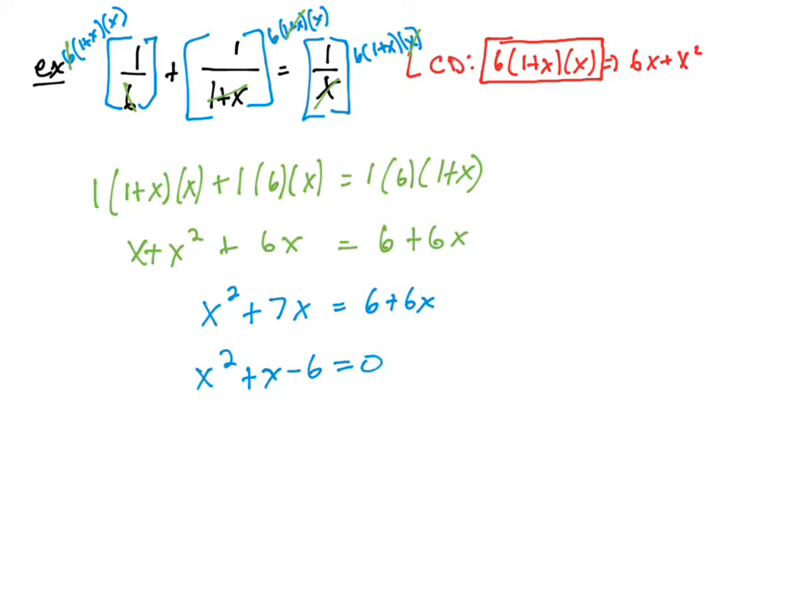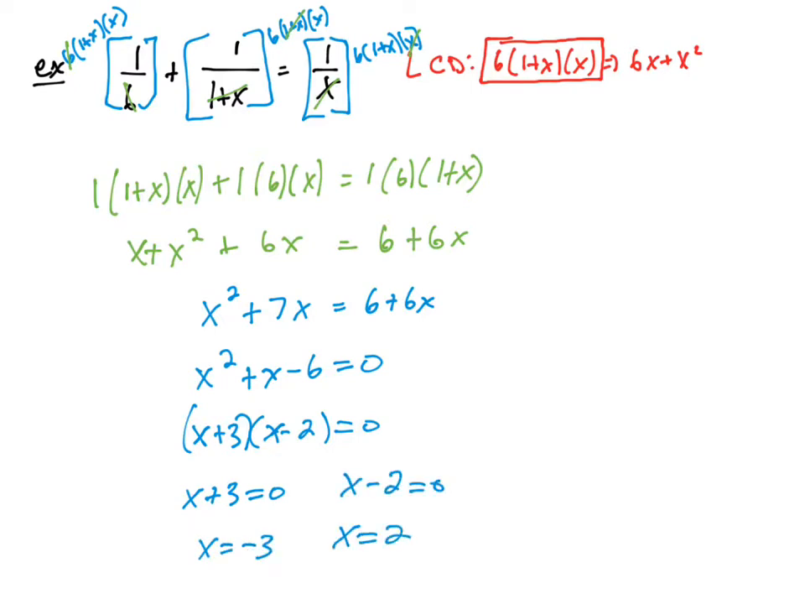And this is going to factor: (x plus 3)(x minus 2) equals 0. x plus 3 equals 0, so x is equal to negative 3. And then we have x is equal to 2. Now we need to check these because what happened was we multiplied by the variable. Because we did that, the solutions that we found may not actually work. They may be what's called erroneous solutions.